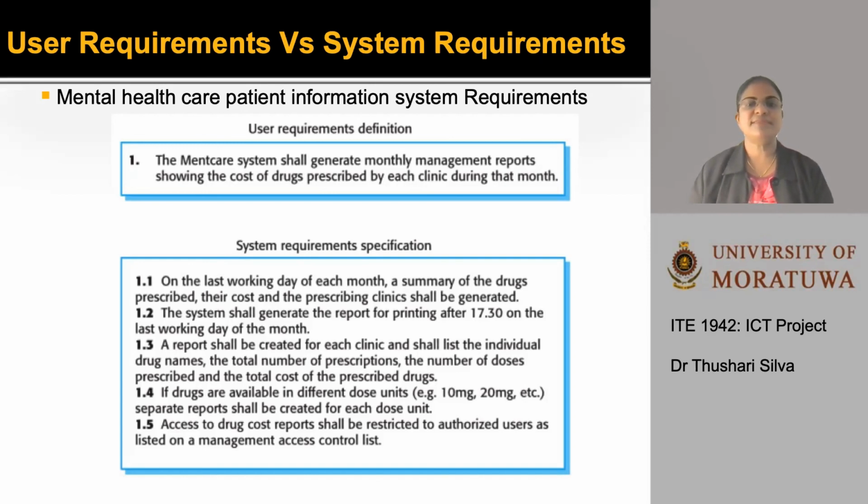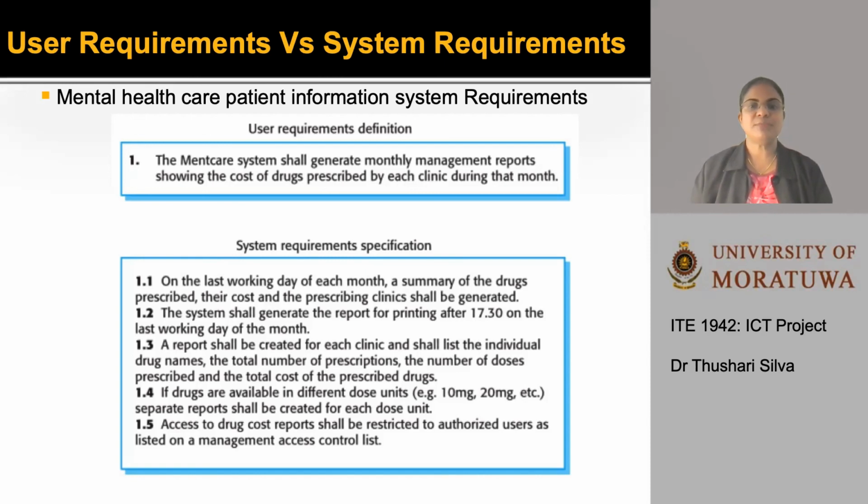The other thing might be: the system shall generate the report for printing after 17:30 on the last working day of the month. So there's a specific time at which you have to do this. The action is to be triggered by that time, 7:30. You have to write a specific functionality which is triggered at 7:30 p.m. on the last working day of each month. So there's an action to be triggered, and it must be automatically generated. Therefore, you have to have a functional aspect, a functional requirement there.